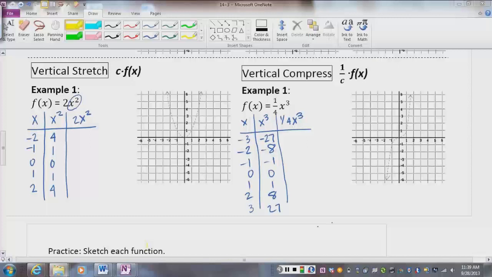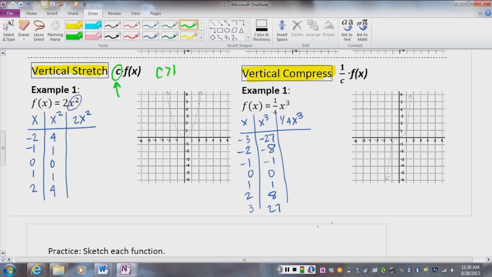In this video, we're going to talk about stretching and compressing functions. When we take our function and multiply it by a constant, if that constant is greater than 1, that's going to increase the way our function grows. It's going to grow at a faster rate.